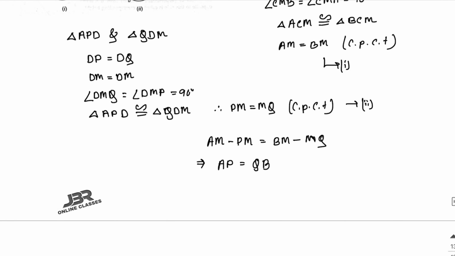Now the next one, AQ is equal to BP. Do one thing: you have to add PQ on both sides in condition number 3. So on the left hand side AP plus PQ, and on the right hand side QB plus PQ. I repeat, add PQ in condition number 3. That implies AQ is equal to PB, and it's also proved.